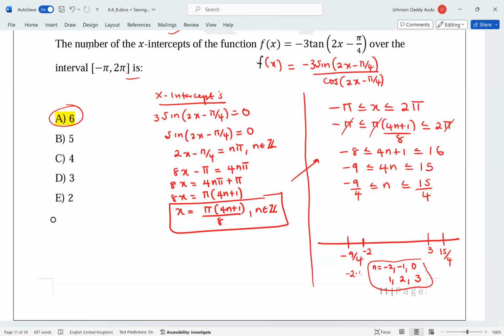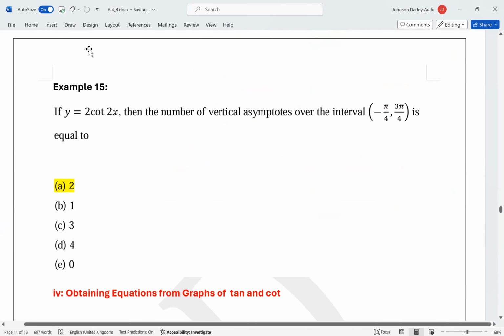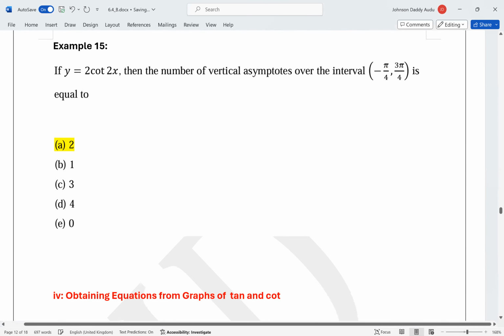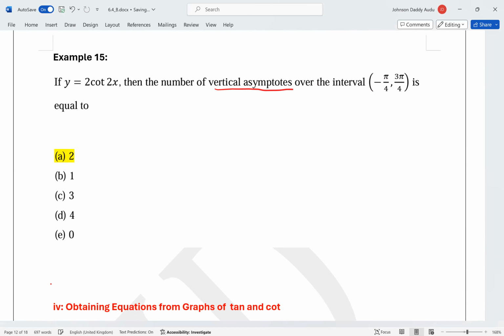All right, so what next? Let's go to 15. So this one now is still the same thing, but here we are interested in the vertical asymptotes over the interval. So here we simply set y equals 2 cotan. Cotan is cosine 2x over sine 2x.